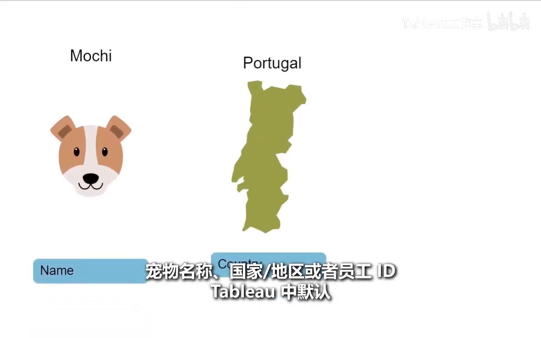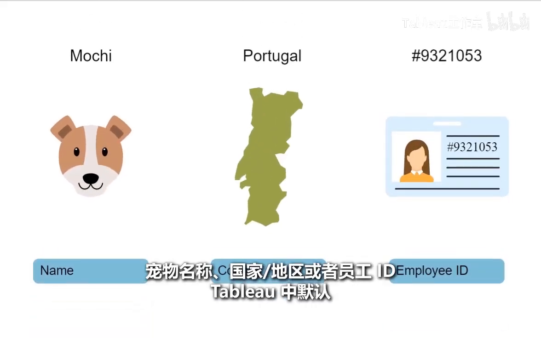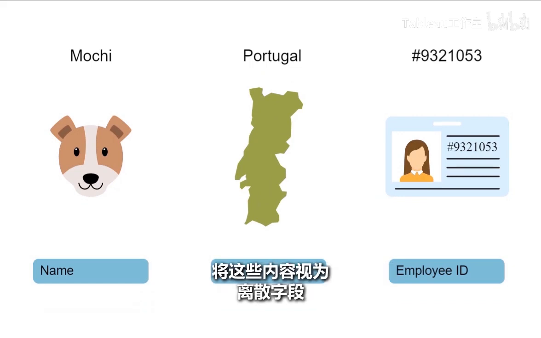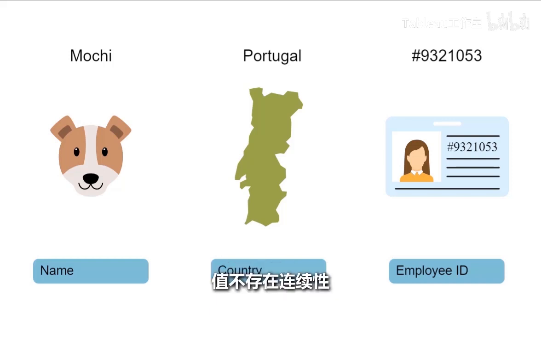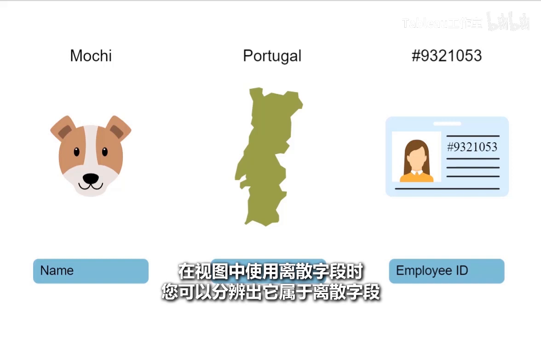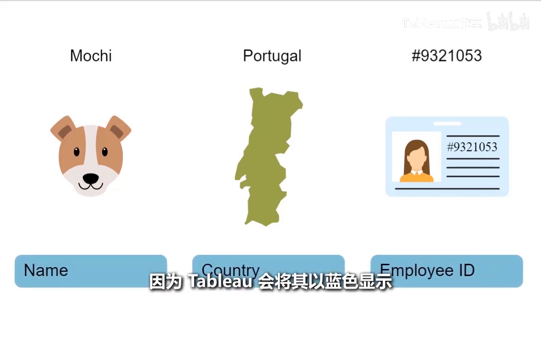Now, let's look at some examples of discrete fields. Names of pets, countries, or employee IDs. These will usually be treated as discrete fields by default in Tableau. There's no continuum of values between Mochi and Fluffy, or between one customer ID and another. When you use a discrete field in a view, you can tell it's discrete because Tableau turns the field blue.